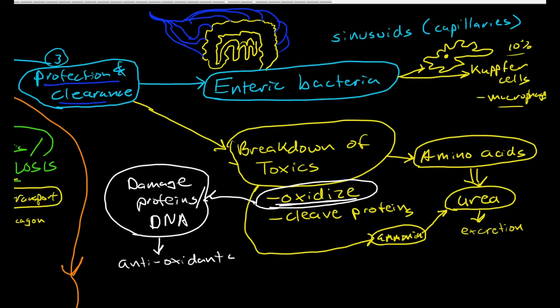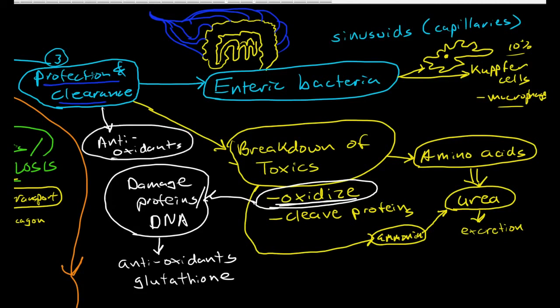One of the most important ones in the body, and that's produced by the liver, is glutathione. So the production of antioxidants is another important protective function of the liver. And glutathione is really the major one.